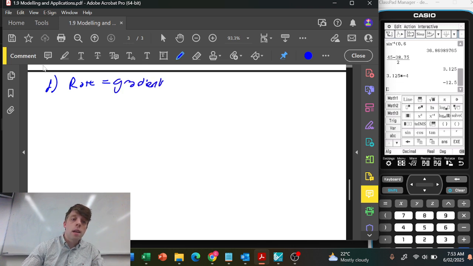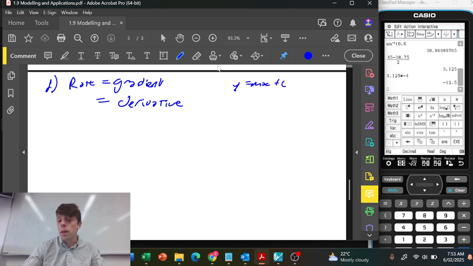And with your knowledge of calculus from last year, you'll remember that the rate is actually equal to the derivative of the function. And the derivative of a linear equation, y equals mx plus c, will actually just be equal to m. If you remember, dy/dx is equal to m, because the derivative of a constant is 0, and this power counts down by 1, so that just becomes x to the power of 0, which is just 1. So dy/dx is equal to m.